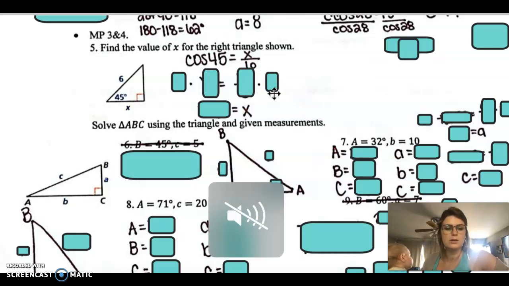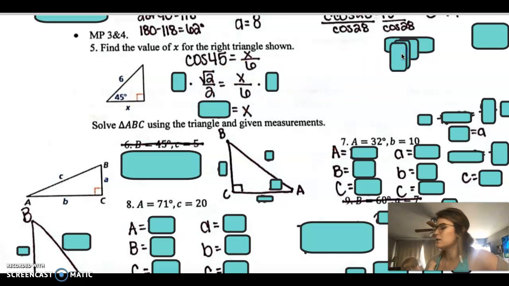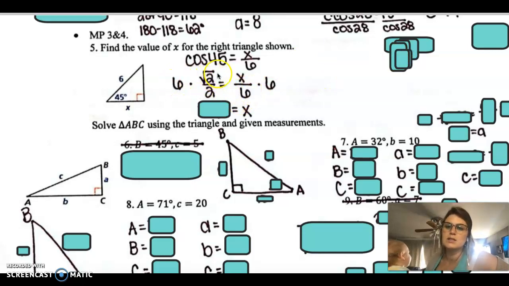Before we multiply by 6, we need to find out what cosine of 45 is. So cosine of 45 is the square root of 2 over 2, and that equals x over 6. Now we can multiply both sides by 6, and we get x equals 6 square root of 2 over 2. 6 over 2 reduces to 3, so it's 3 square root of 2.